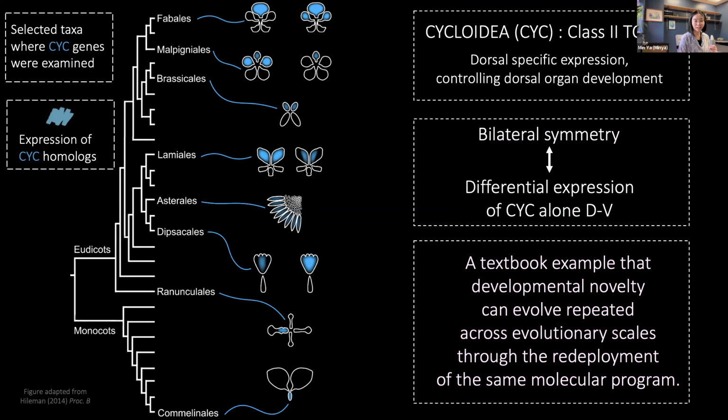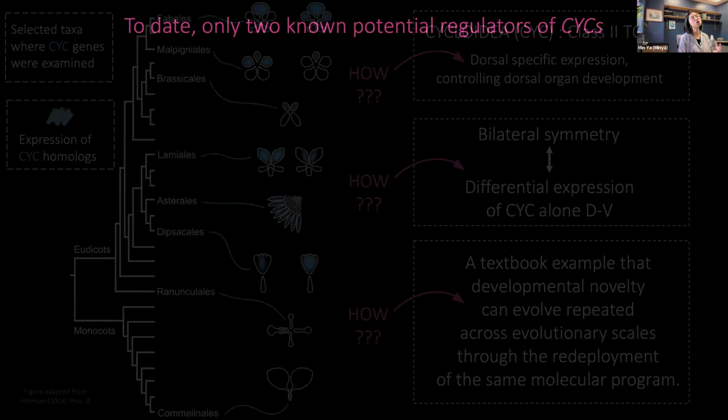Whenever we hear cool stories like this, it's hard not to ask how. How did such a cool thing happen? Unfortunately, we don't have any answers to these questions, because we actually don't even know how a dorsal-specific expression of cycloidea is first established in any species.